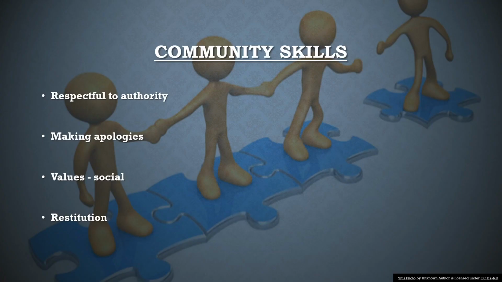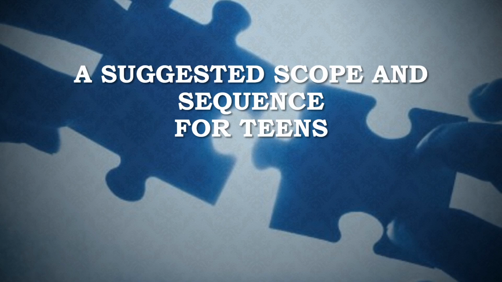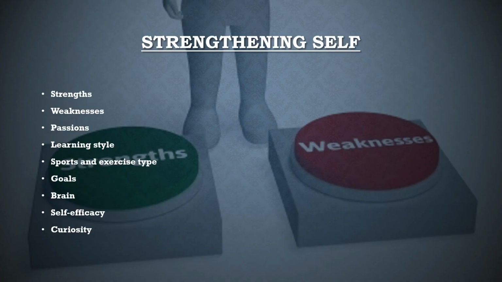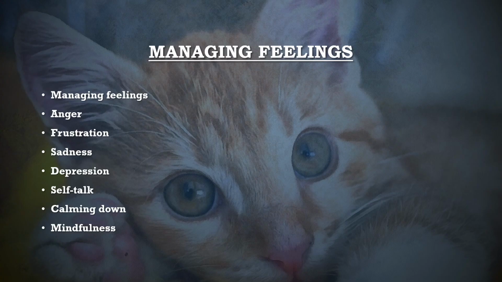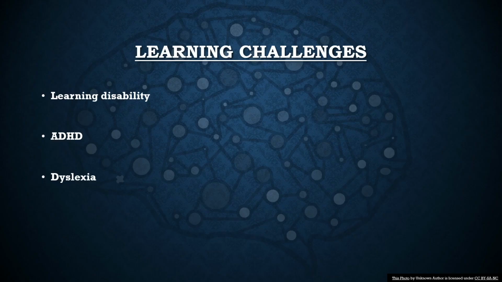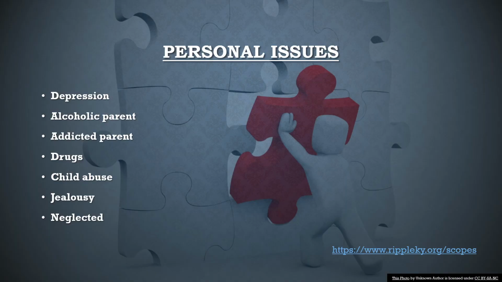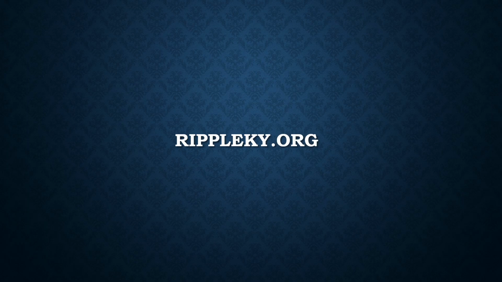Okay, I want to go back here just a second to the scope and sequence for the teens. And when I'm saying scope and sequence, these will be the order that the teens will do their lessons in on the Ripple Effects. And this one, strengthening self, would be the first one that they will do. And this is all under Defiant. Impulse control would be the next one. Managing feelings would be the next one. And community skills and learning challenges. And then personal issues.